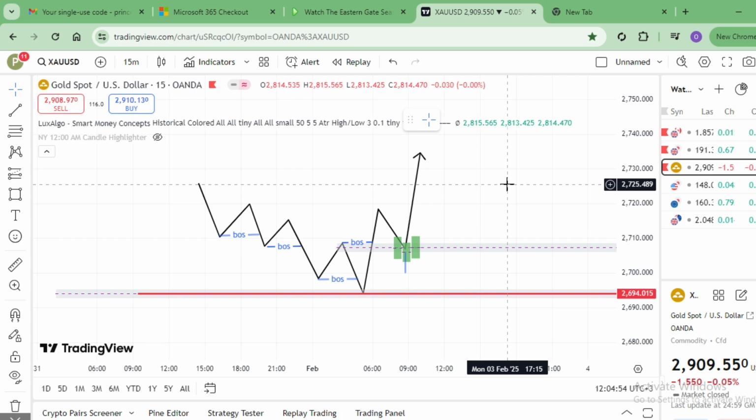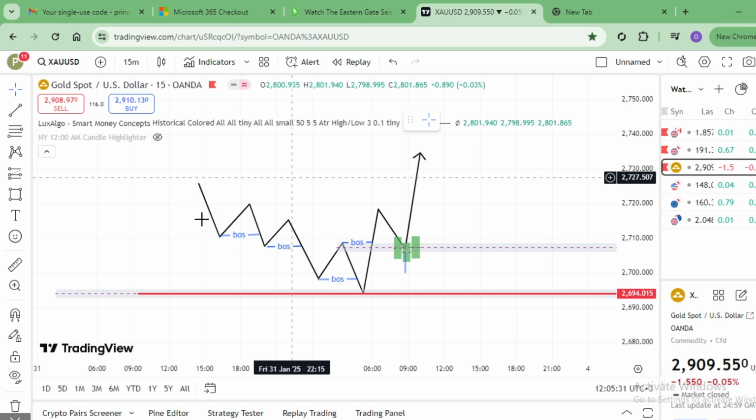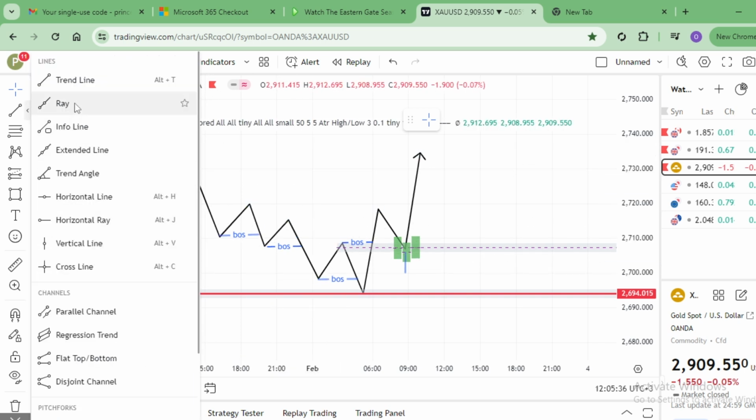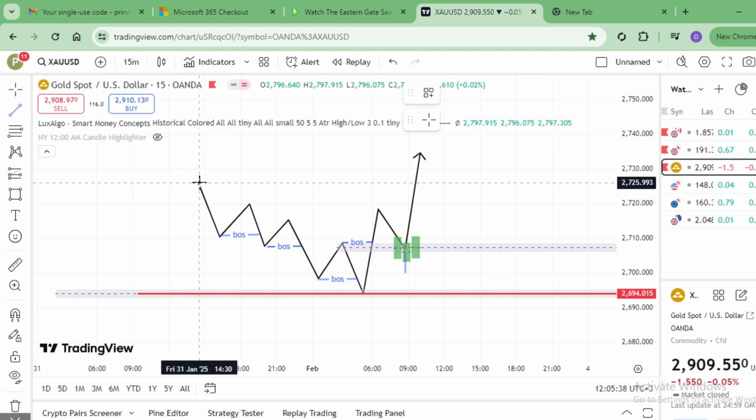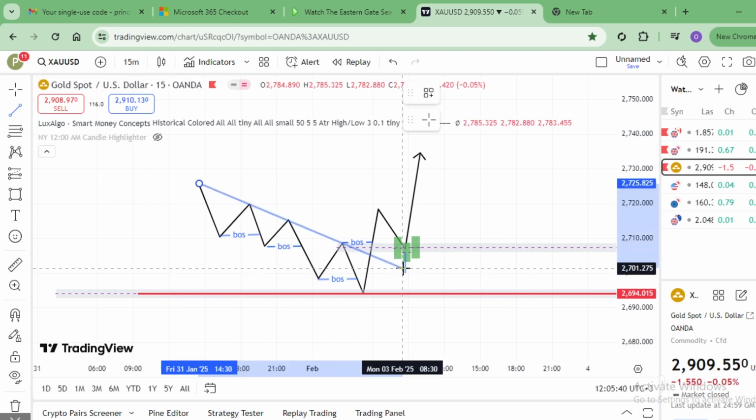I'm going to show you something called a swing high and a swing low, and I'm going to show you how to confirm entries. And mostly, I use this confirmation on gold only. If you notice in this chart, we're having a bearish trend. This is the trend moving towards the downside.